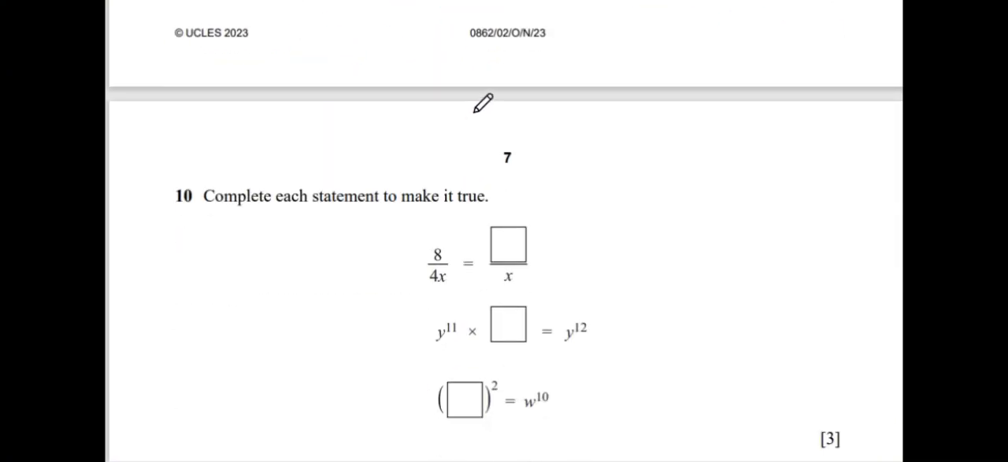Okay, so move to the next one. They ask us to complete each statement to make it true. Complete each statement to make it true. Okay, so we have 8 over this. So we cancel this one, 4 here becomes 1, 8 here will give you 2. So you write your 2 here. You now come to the next one.